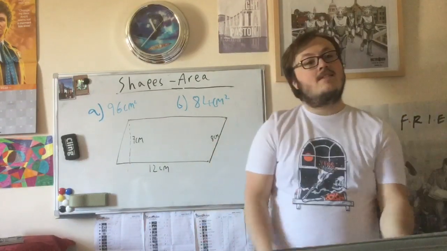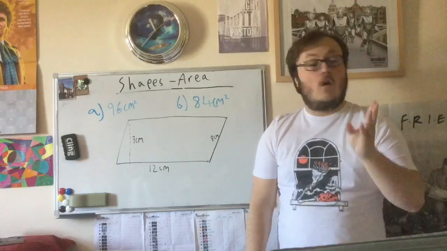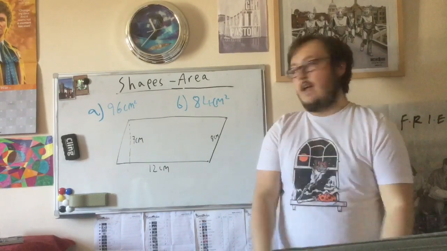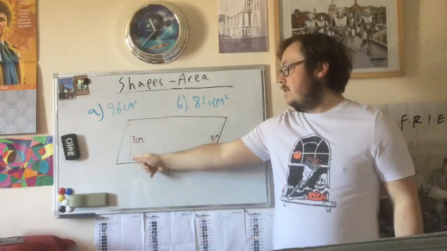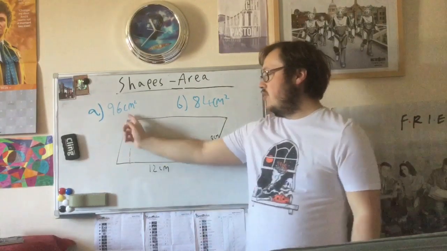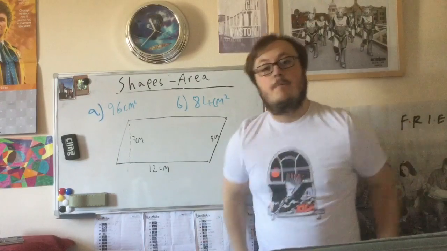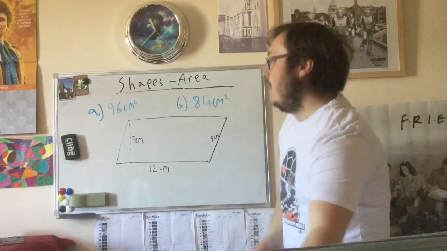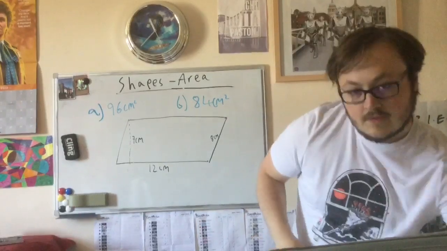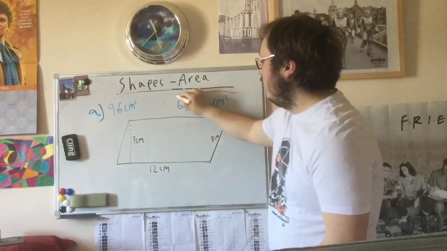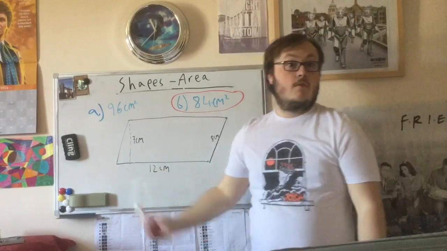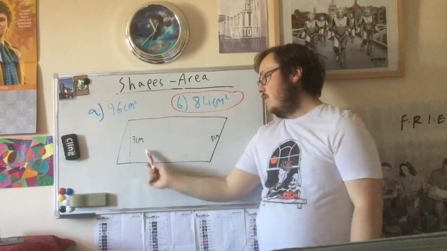8 centimetres is not the height of the parallelogram. It's the length of one of its diagonal lines. The actual height is how far it goes from bottom to top, straight, perpendicular, which is 7 centimetres. So the actual area of our parallelogram is 84 centimetres squared, because you're multiplying our base, which is 12, by the actual height, which is 7.